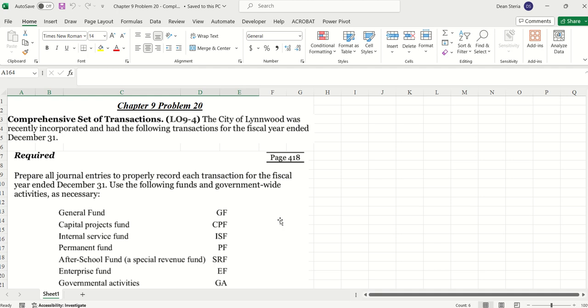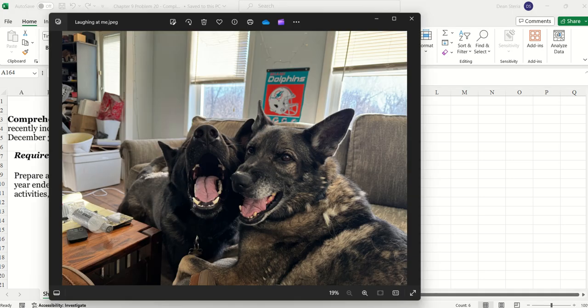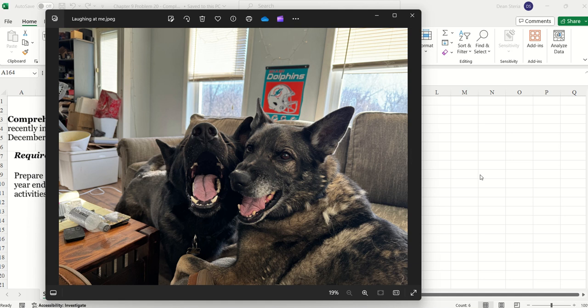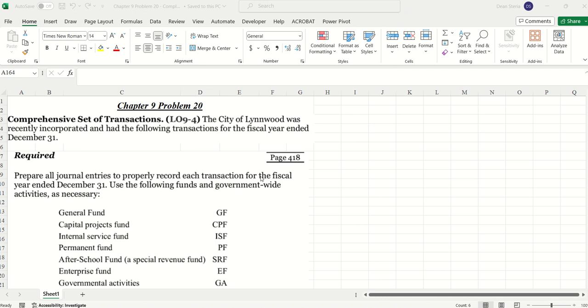Since you guys have been hearing my dogs so much, I decided to show you a picture of them. And this is what it looks like when I tell them to be quiet. They just sit there and laugh at me. So, children are. Okay, let's get back to work.